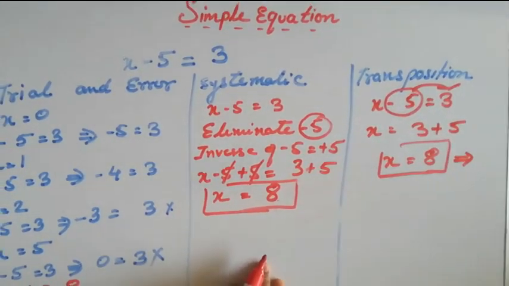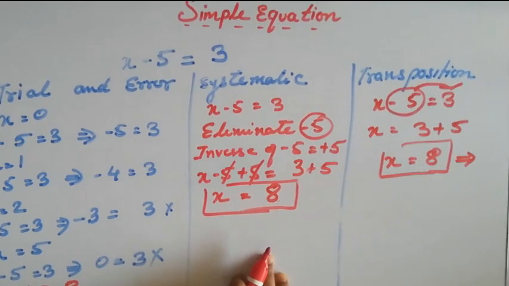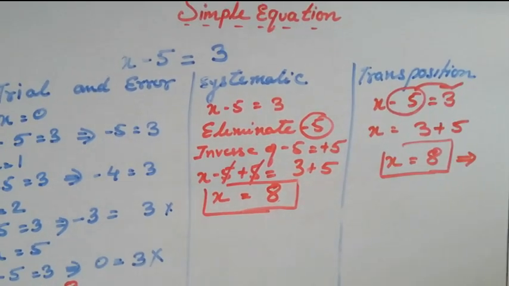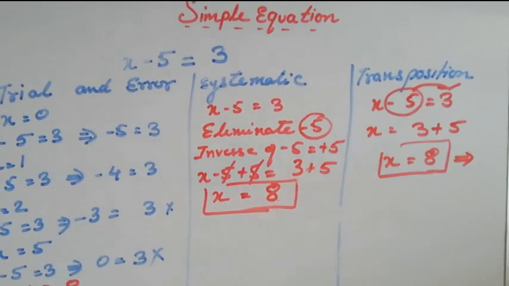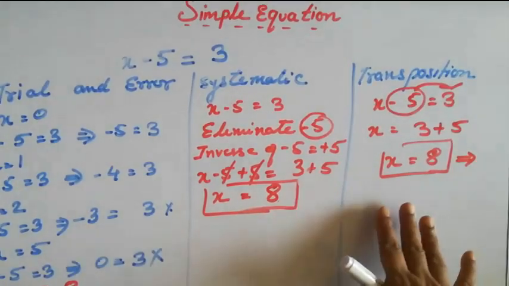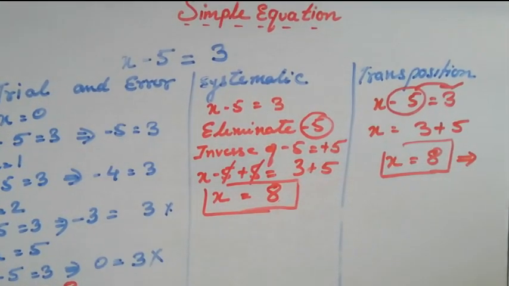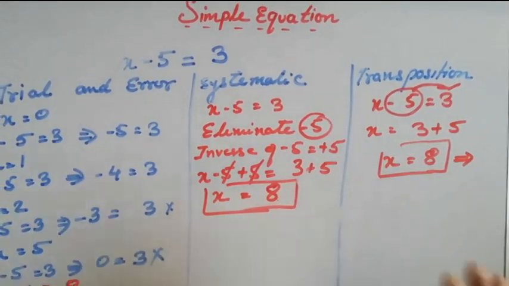The eliminate method is also easy, you can easily isolate the variable. The trial and error method is the most complicated, because we have to assume the values. We don't know on which value we'll get the answer. So basically we always use the transposition method, but in class 7 you have to use all these three methods.